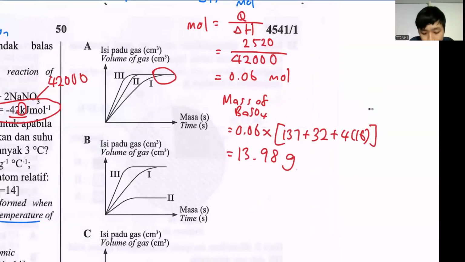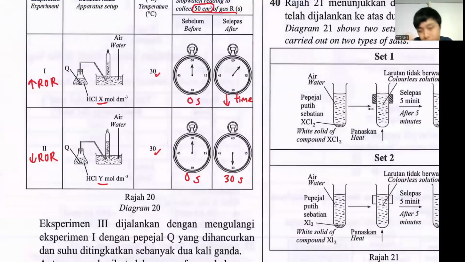But if you don't change the concentration, yes, all the endings will be the same. The volume of gas will be the same. It's just that how much time it uses will be different. But if you change the concentration, then the volume of gas will be different. If the concentration is doubled, the volume of gas is also 2V.